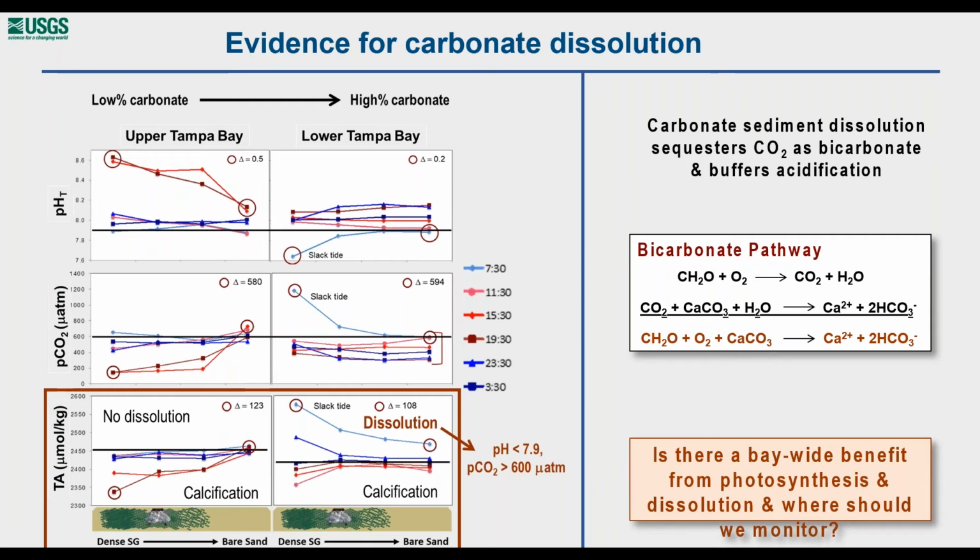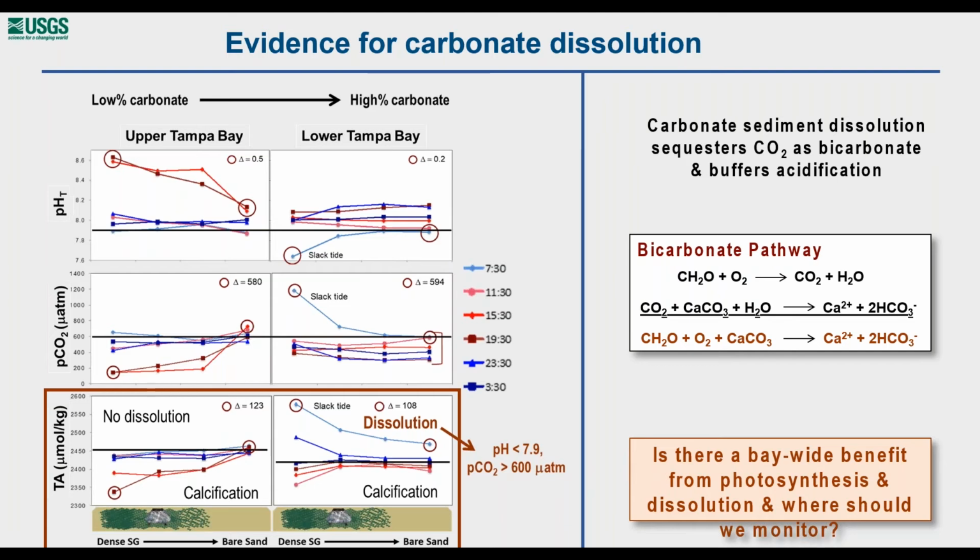This is an example of some of our pilot study results for pH, CO2, and total alkalinity, with Upper Tampa Bay on the left row of graphs and Lower Tampa Bay on the right. Each of these lines shows concurrent measurements along a transect from dense seagrass to bare sand. You can see the little cartoon at the bottom, at a specific time of day, with blue colors indicating night measurements and red colors indicating day measurements. And you can see the effect of seagrass photosynthesis and respiration on pH and CO2 during the day and night in that top set of 4 graphs.